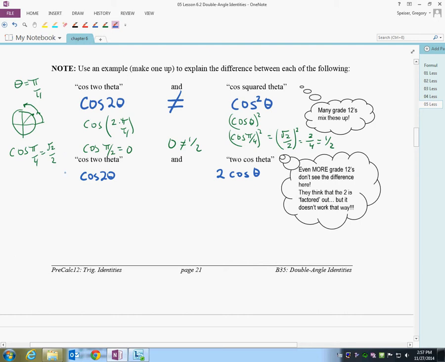So if we use that same example here, the cos of 2 times pi over 4 is the same thing as pi over 2, and we just did that above, it's going to be equal to 0. Here this will be 2 times the cos of pi over 4, so that would be 2 times root 2 over 2, so the 2's would cancel out and we would get root 2. So are these two equal? Not equal. I wanted to go over that page because I think it's good to remind ourselves the difference between cos 2 theta, cos squared theta, and 2 cos theta.